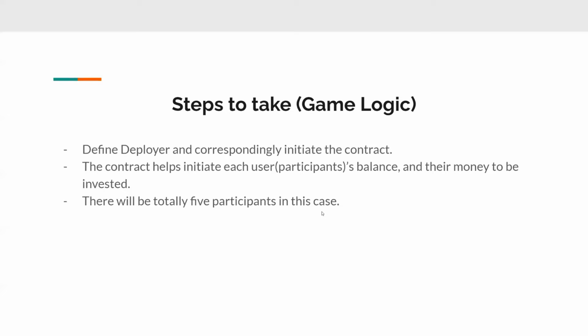Yeah, so here's the game logic, which is the steps to take as a player to complete this game. First, in our code, we define the deployer and correspondingly initiate the contract. And also the contract helps initiate each of the users' or participants' web balance and their money to be invested. And there will be 5 participants in this case.